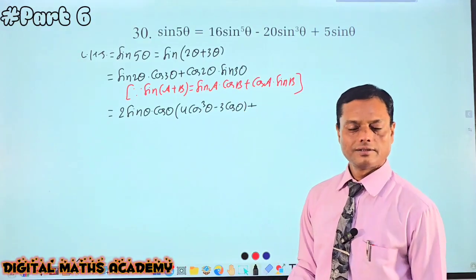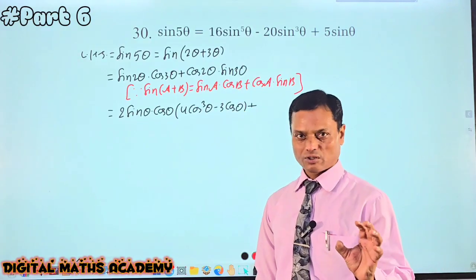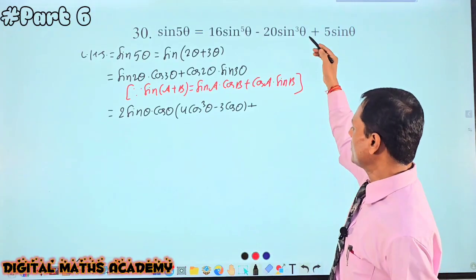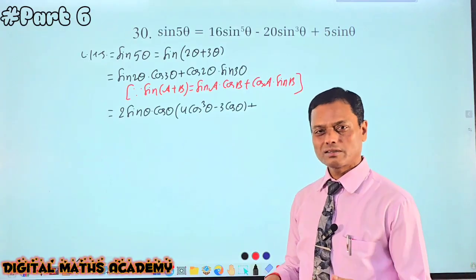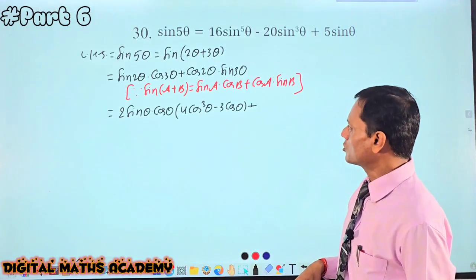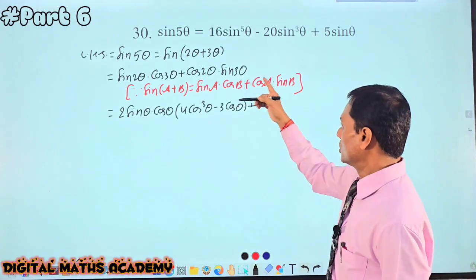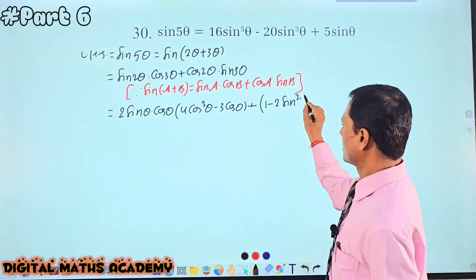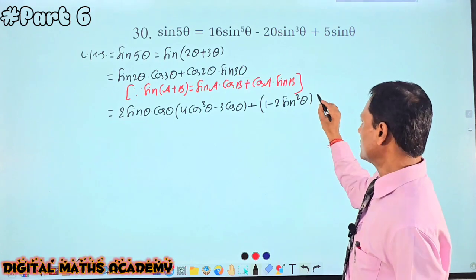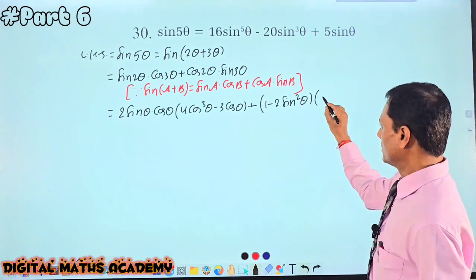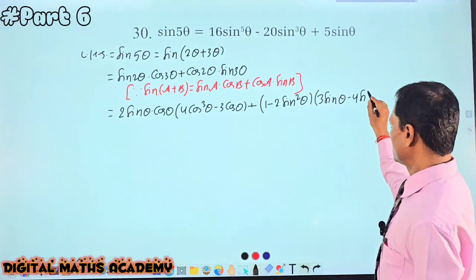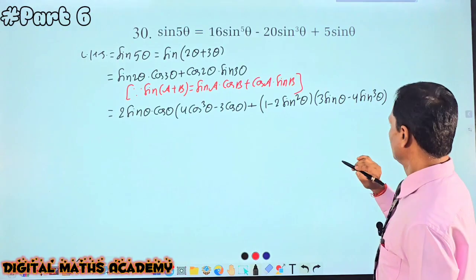Cos 2 theta, we have 5 formulae of cos 2 theta. Which one will be better in this condition? As we have sin only at the right hand side, better will be to write the formula of cos 2 theta in terms of sin. So cos 2 theta equals 1 minus 2 sin square theta, and sin 3 theta, all of you know, that is 3 sin theta minus 4 sin cube theta. Clear?